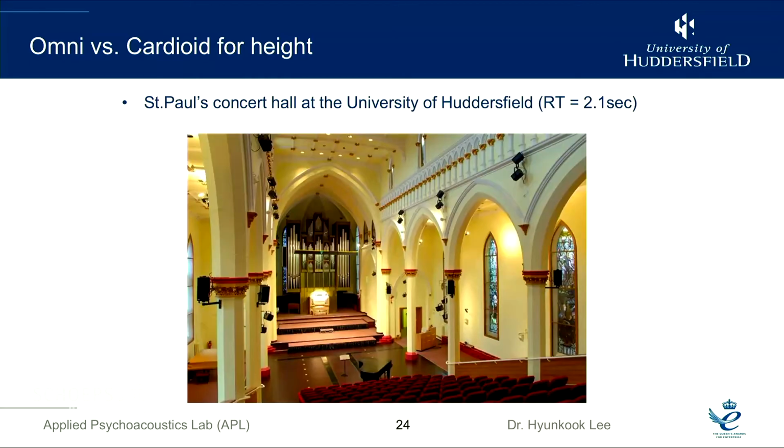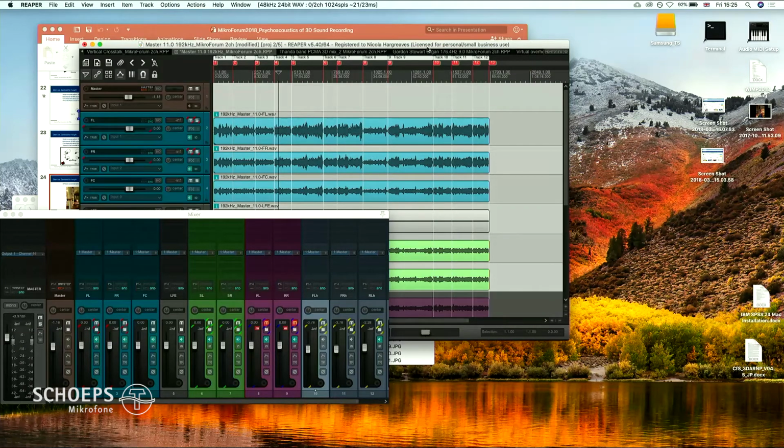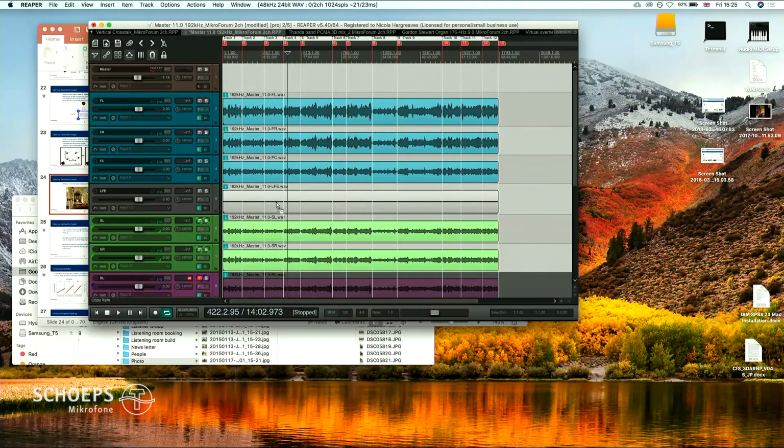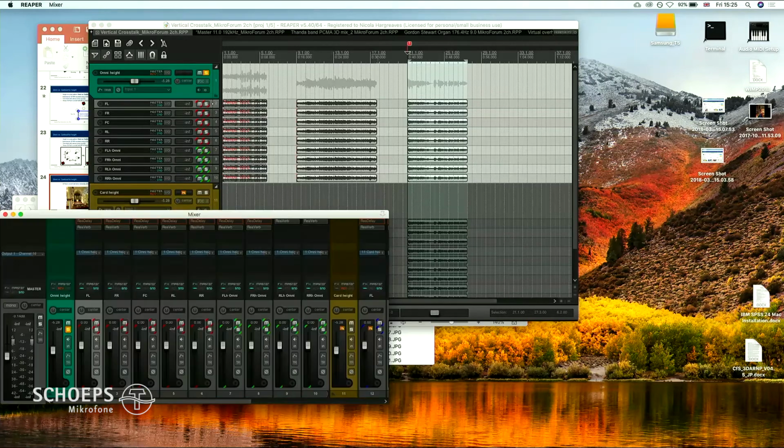So I'm gonna play these two examples, and I'll show you the potential effect of using omnis as height. This was the recording venue, St. Paul's Concert Hall at Huddersfield University. So let me just open my Reaper. Right, okay. So first thing I'm going to play is the omni, and then play the cardioid. And then I'm going to switch between omni and cardioid so you can compare the sound.